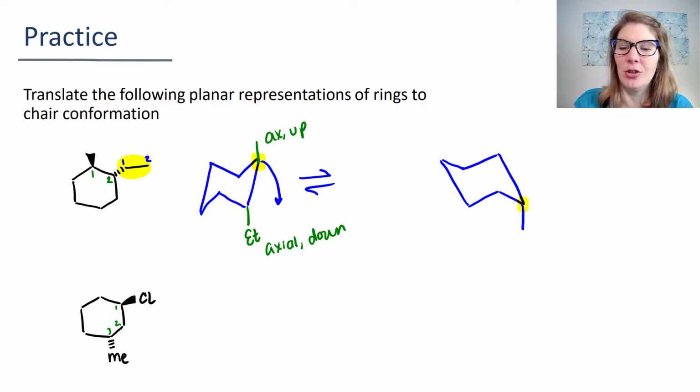Again, I think it's easiest to draw in the axial and then draw in the equatorial. So let's draw in the axial and then we can draw in the equatorial. So there's our equatorial up.